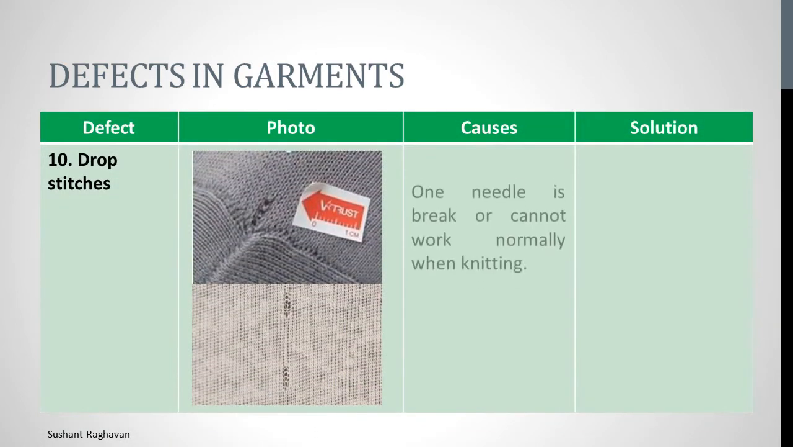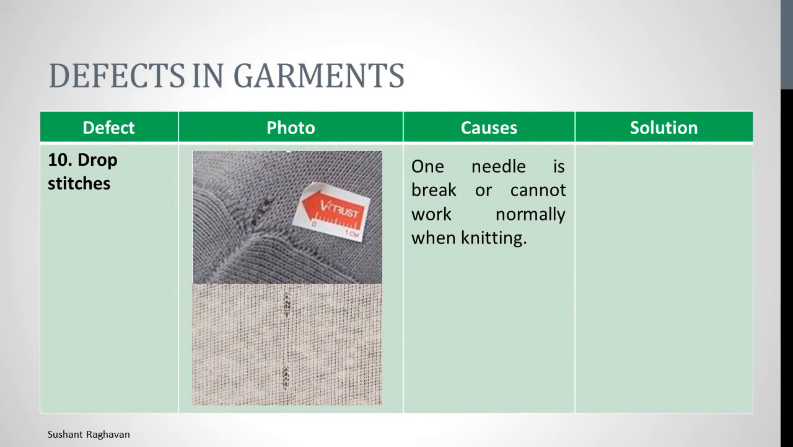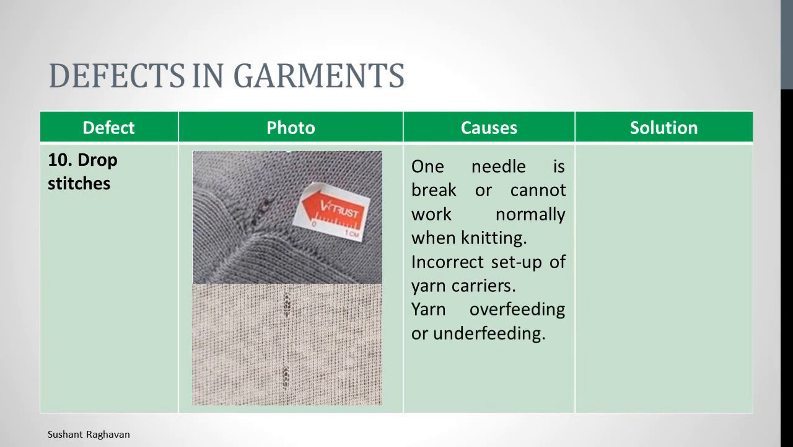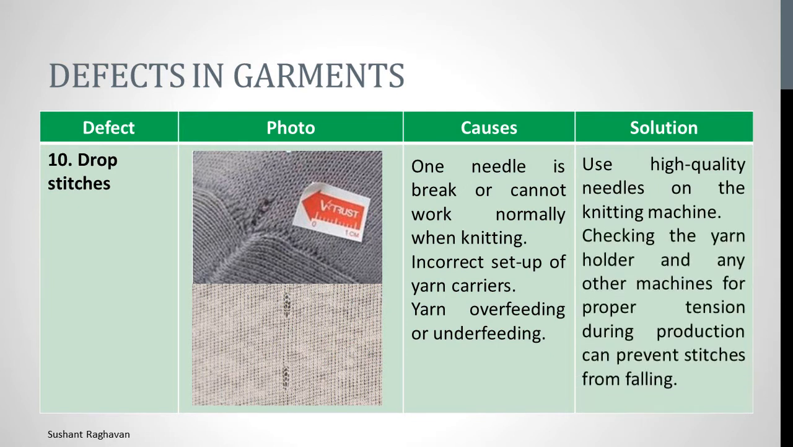Drop stitches. One needle is broken or cannot work normally when knitting. Incorrect setup of yarn carriers. Yarn overfeeding or underfeeding. Use high quality needles on the knitting machine. Checking the yarn holder and any other machines for proper tension during production can prevent stitches from falling.